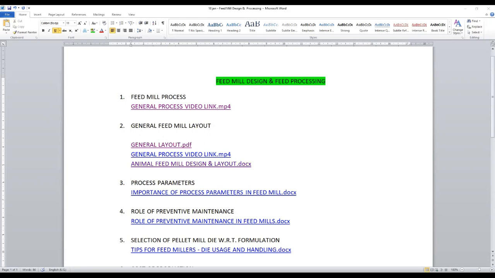This is a general document for feed mill design and layout that we can share with each and everyone. It is also available as a blog and article on our website.